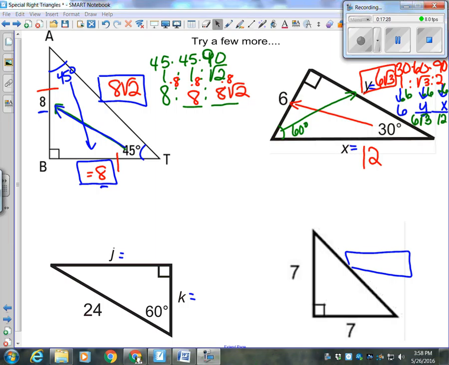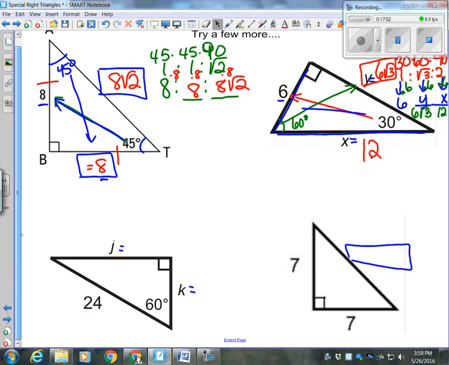Hopefully you did, because the shortest side is across from the 30, and it is 6 units. Well, there is a relationship between the shortest side and the longest side, and the longest side is always twice as big. So if this is 6, this would have to have been 12, because we are actually multiplying everything by 6. And of course, 6 times the square root of 3 is 6 square root of 3.